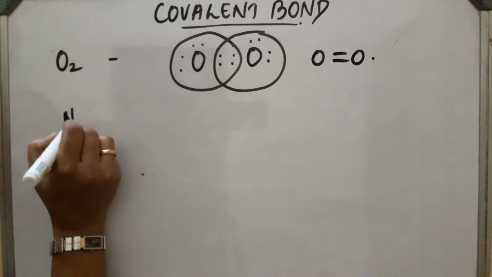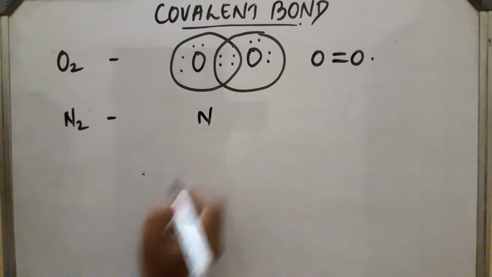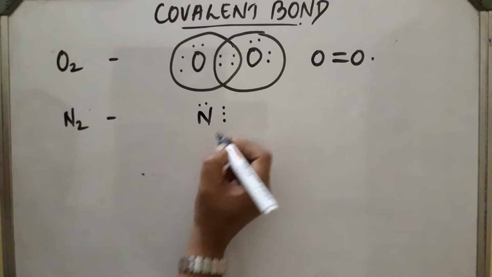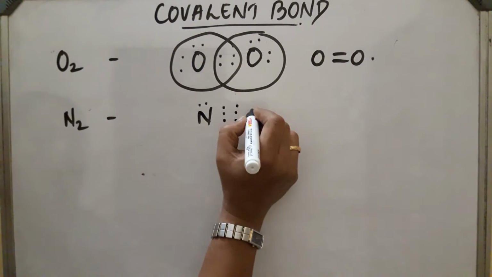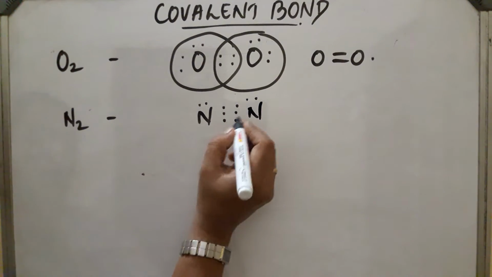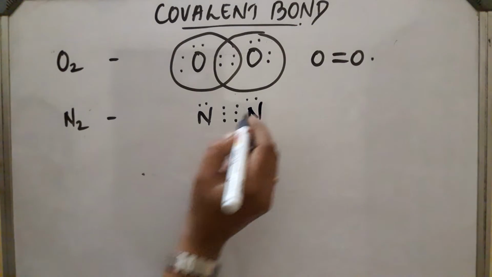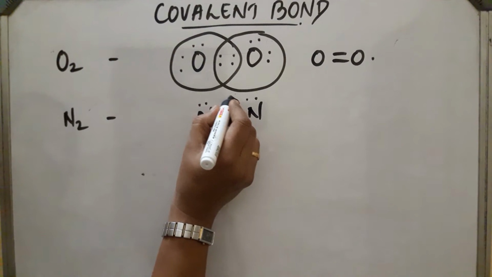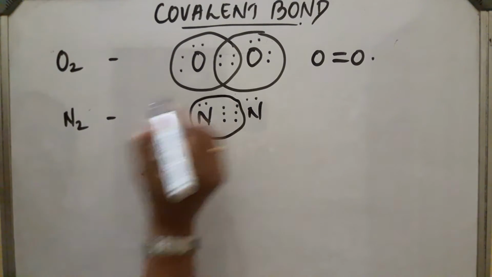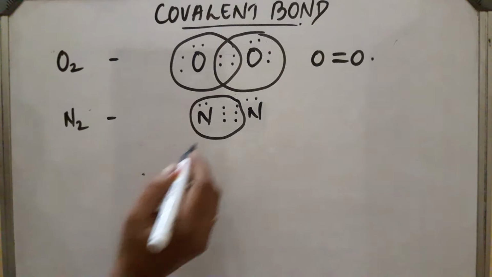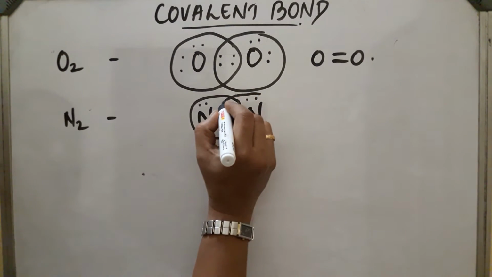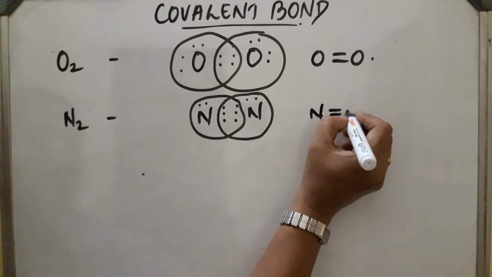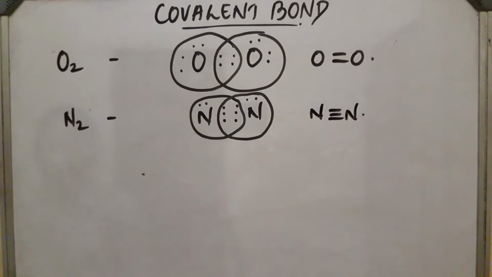Now, N2. Nitrogen contains 5 valence electrons. So 3 electrons are contributed by this nitrogen atom and 3 electrons are contributed by the second nitrogen atom. So 6 electrons are shared at the center and the bonding will be like this. So N triple bond N. A triple bond is obtained.